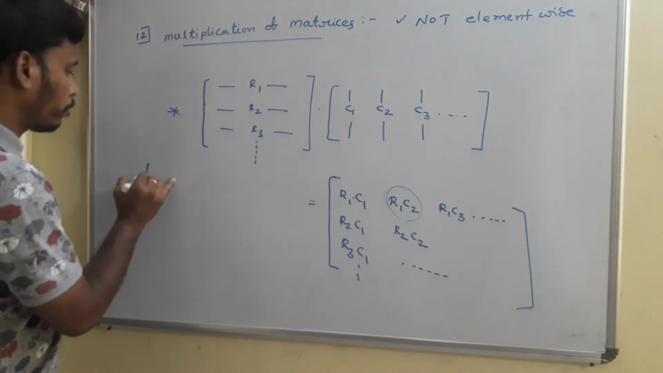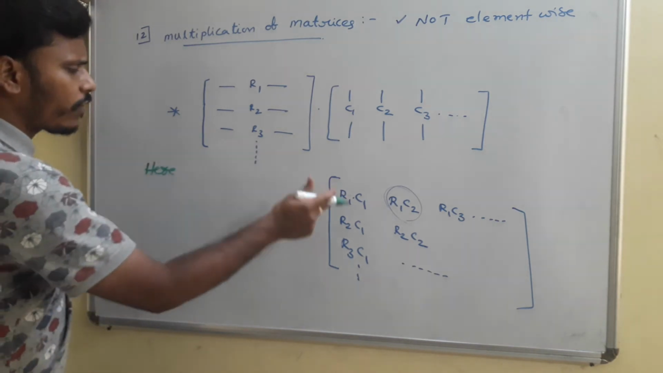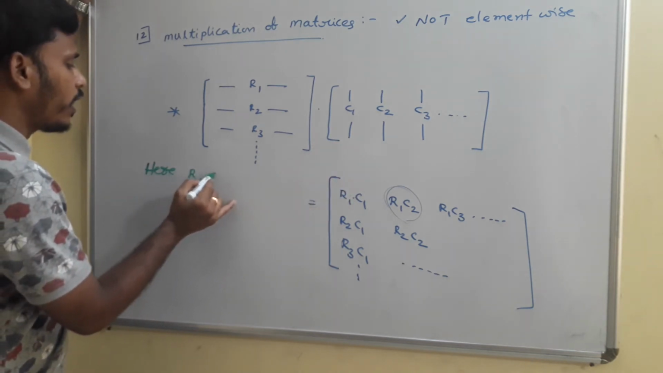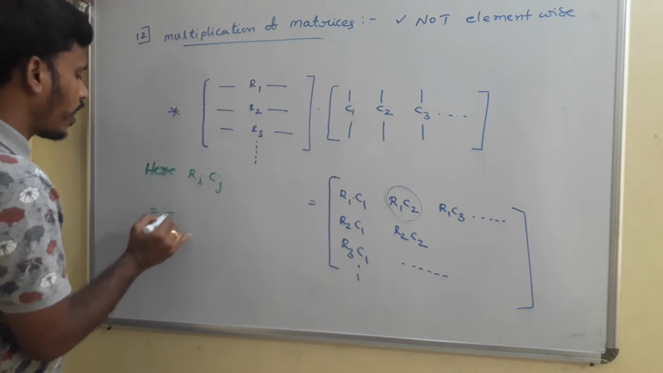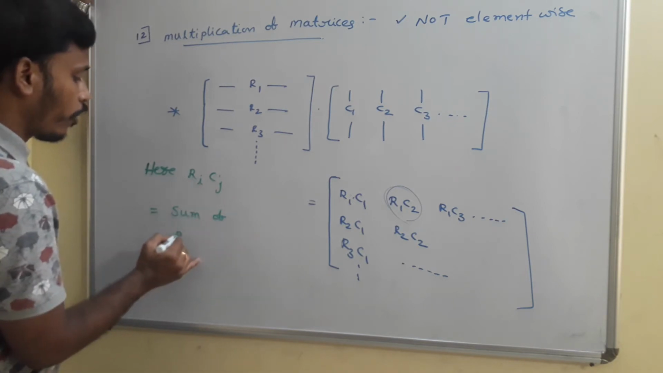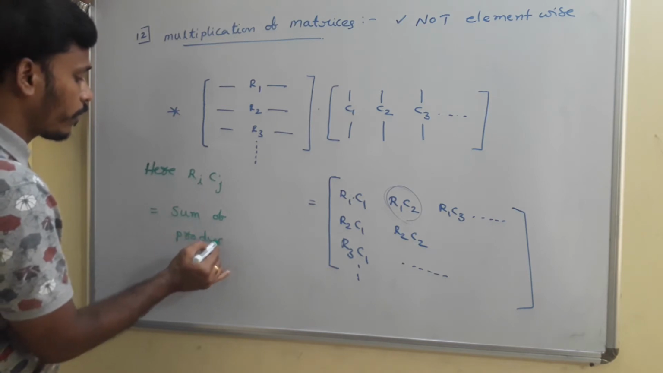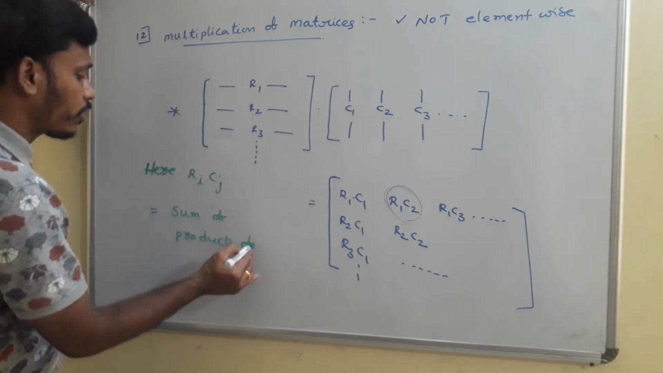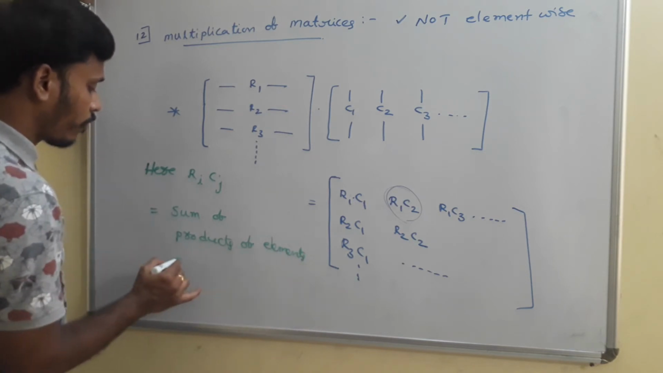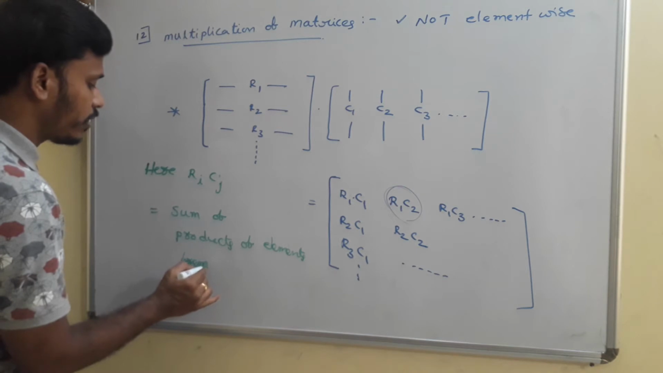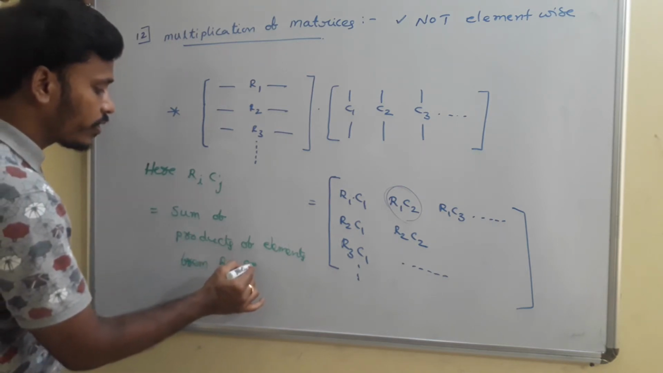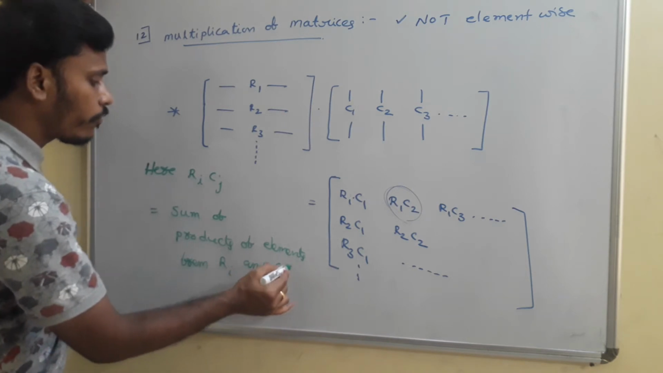Here you may take R1 C1, R1 C2, R1 C3, anything, no problem. Simply I am saying, if you say Ri Cj, what is this Ri Cj? This is just nothing but the sum of products of elements from Ri and Cj, where Ri is the ith row of the first matrix and Cj is the jth column of the second matrix.